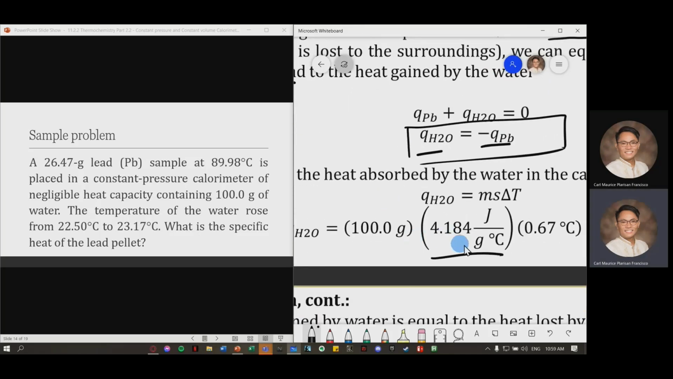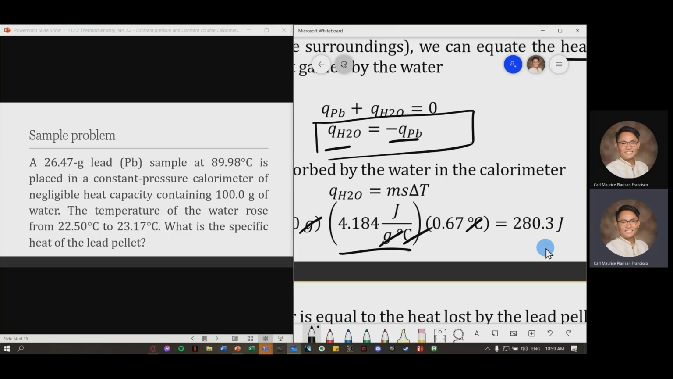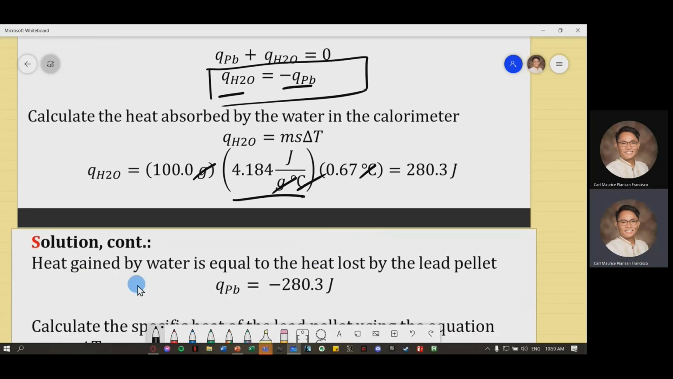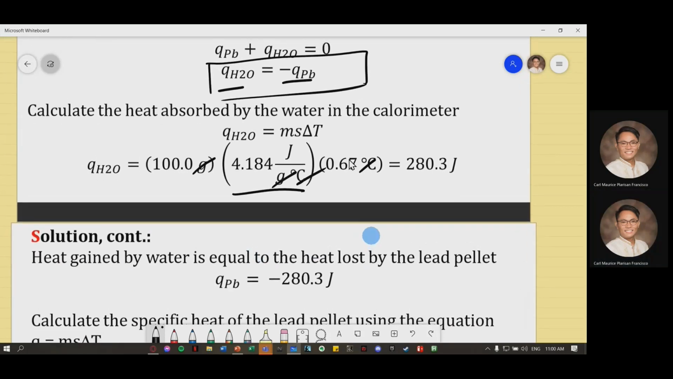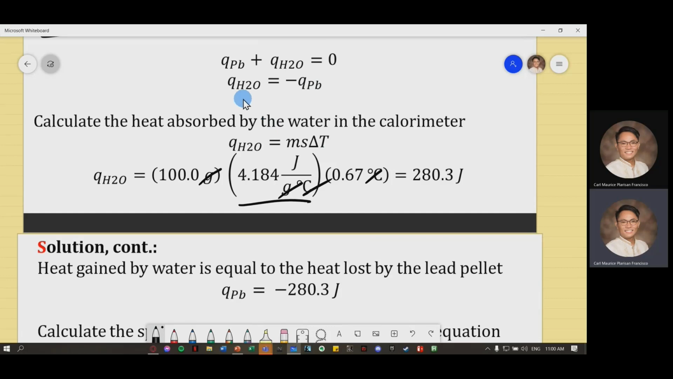So calculating this one, cancel grams, cancel degrees Celsius. You now have joules: 280.3 joules. Okay? Now next. Ayan, dahil ito, diba, itong relationship natin, balikan natin ito. Ang relationship natin for Q water, or heat of water, and Q lead is: positive heat of water is equal to negative heat of lead.